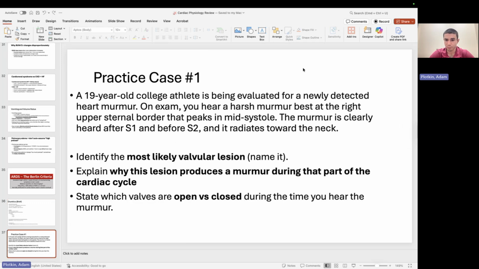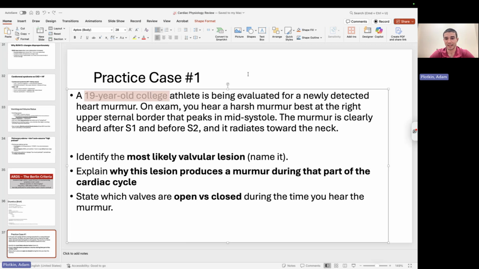So let's do a practice case really quick. We have a 19-year-old college athlete being evaluated for a newly detected heart murmur. On exam, you hear a harsh murmur best at the right upper sternal border that peaks in mid-systole. The murmur is clearly heard after S1 and before S2, and it radiates towards the neck. What is the most likely valvular lesion? Explain why the lesion produces a murmur during that part of the cardiac cycle, and state which valves are open versus closed when I'm hearing the murmur. So pause your screen, consider these 3 questions, and then I'll go over it.